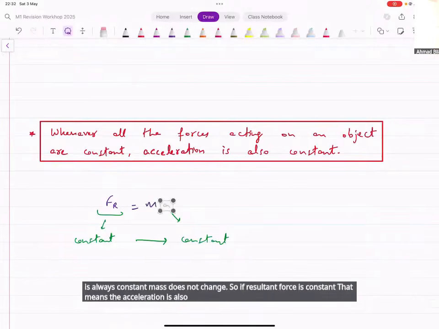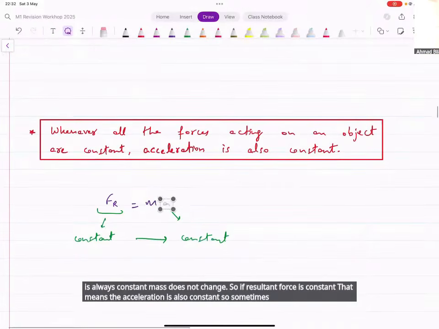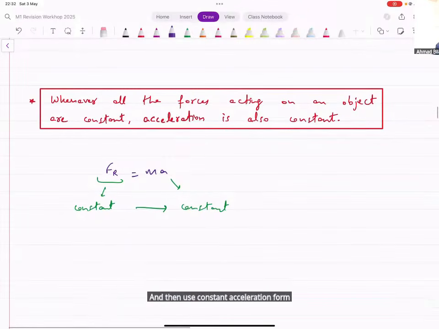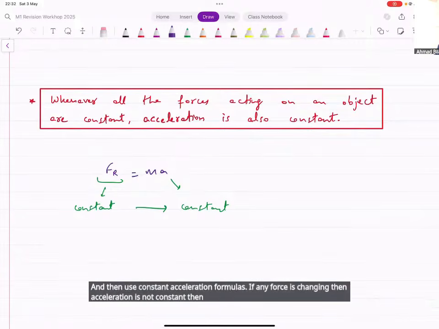So sometimes you can infer this from the question statement and then use constant acceleration formulas. If any force is changing, then acceleration is not constant, then you cannot use that. Okay.